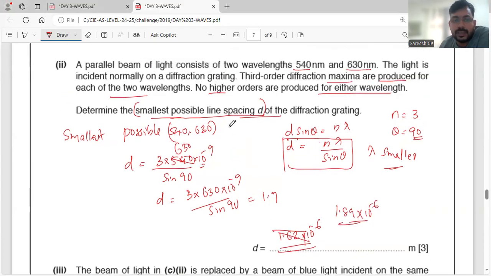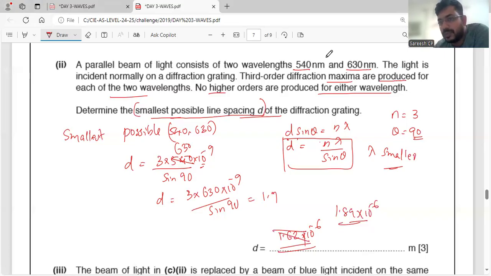So this is the same idea. 540 nanometers and 630 nanometers are the two waves, and both of them are making third order diffraction. So the angle is equal to 90 and n is equal to 3. And determine the smallest possible line spacing.